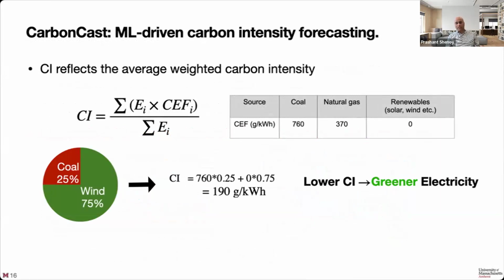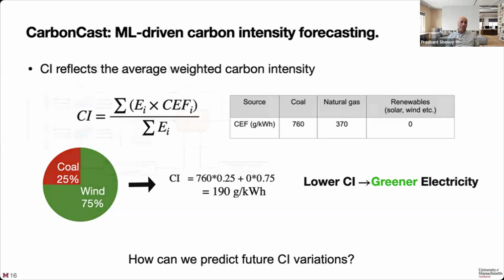Okay, and then essentially lower carbon intensity means greener electricity. Okay? Now our question, or the research question we want to ask, is: can we actually predict what the future holds? You might know what the current carbon intensity of your electric supply is, but what is it going to be in the future? If you're going to schedule your workload, you might need to know that.